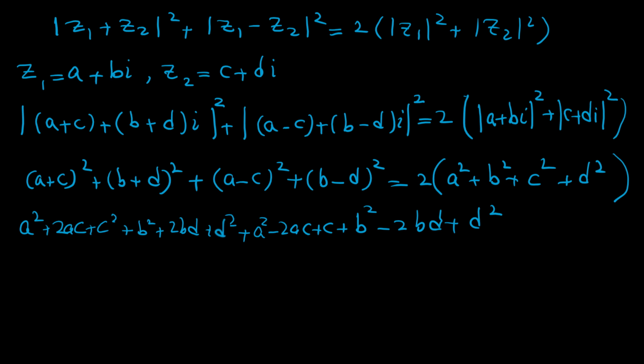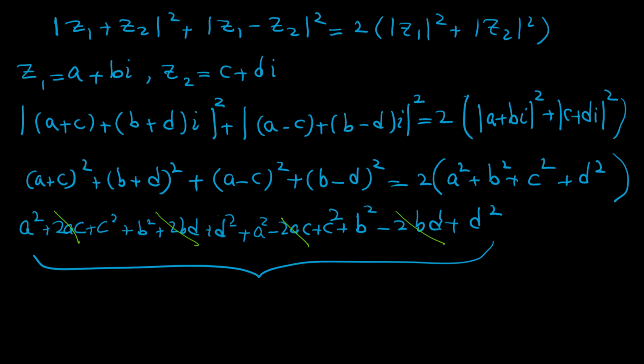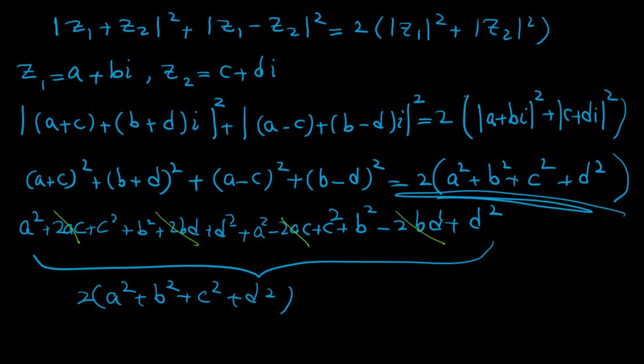Now, attention. Let me fix this b here. It is b squared. Now, if you look closely, 2ac with negative 2ac, and 2bd with negative 2bd, cancel. What remains? a² and a², which is 2a², and we have 2b², and 2c², and 2d². Of course, we have a power of 2 here. So this expression is exactly 2 times (a² + b² + c² + d²), and it is equal to the other side. And this is the second method to prove the parallelogram identity.